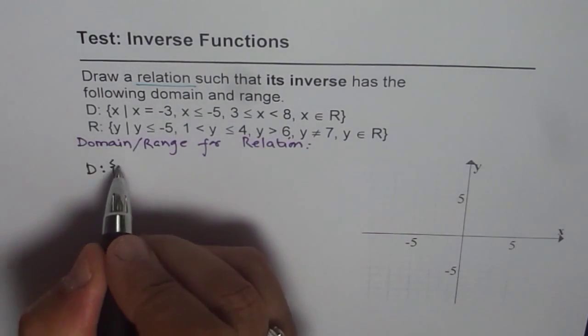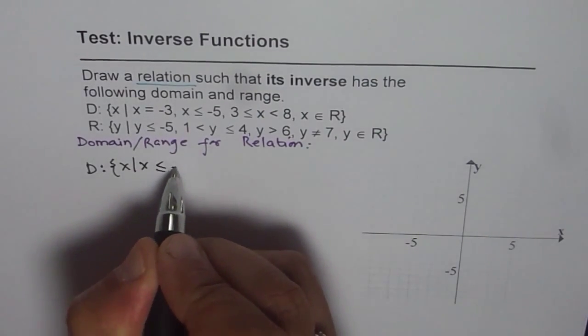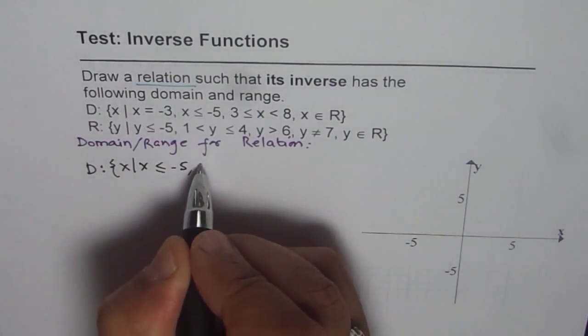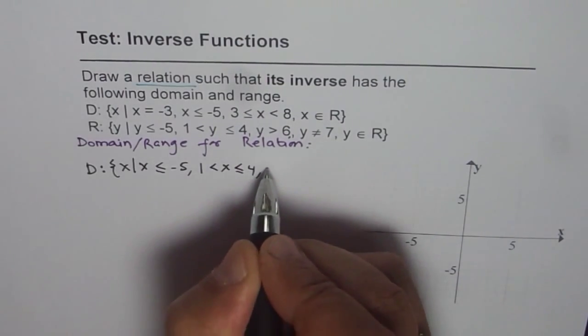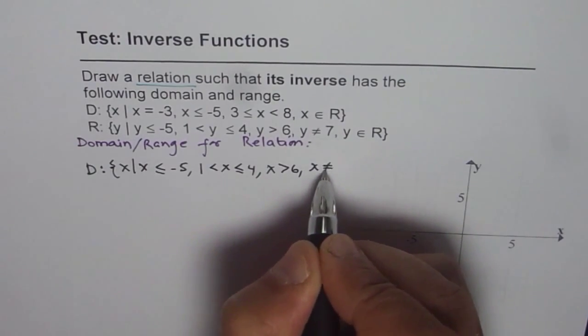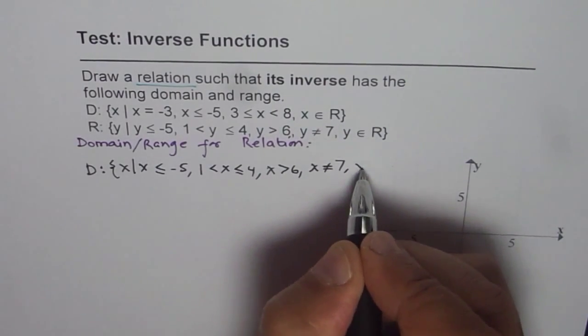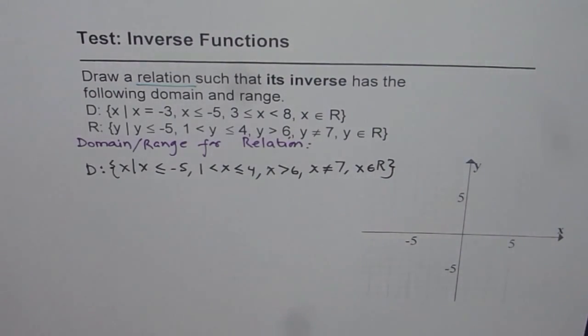So let's write down that x such that x is less than or equal to -5, 1 less than x is less than or equal to 4, x is greater than 6, x is not equal to 7, and x belongs to real numbers. So that becomes the domain, okay?